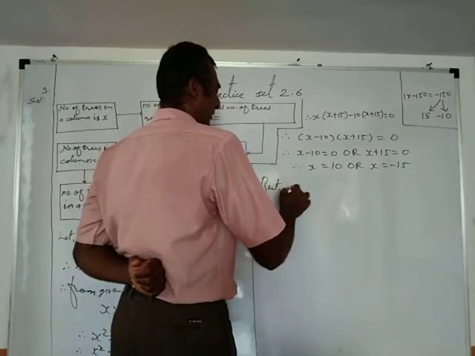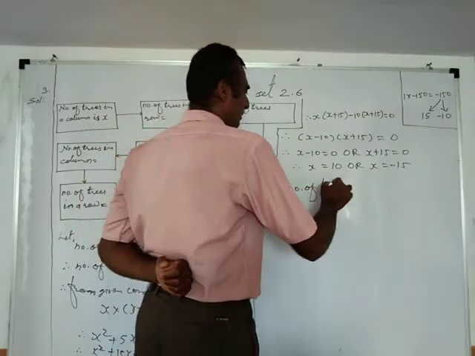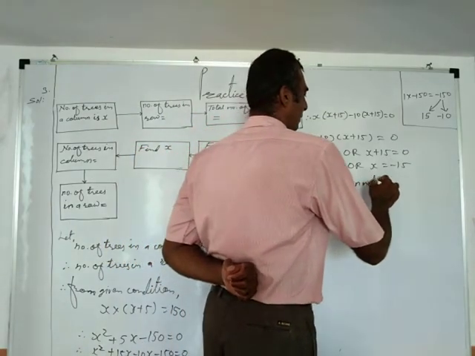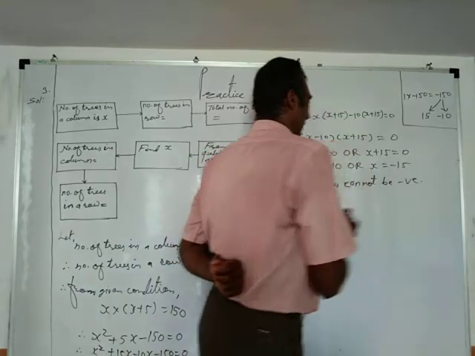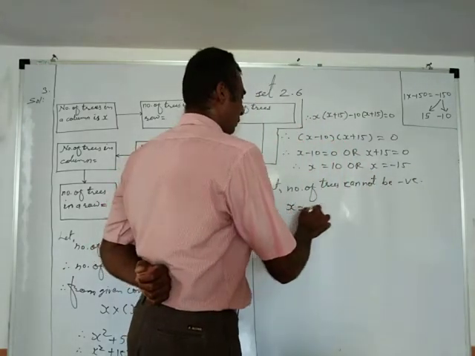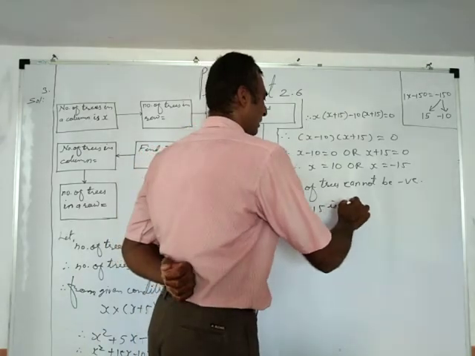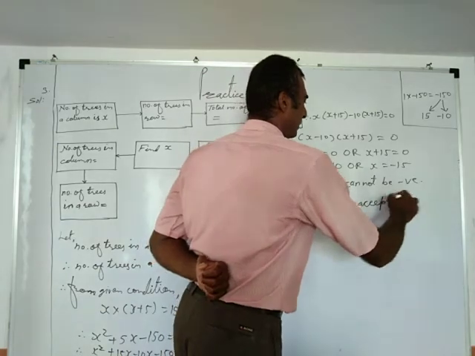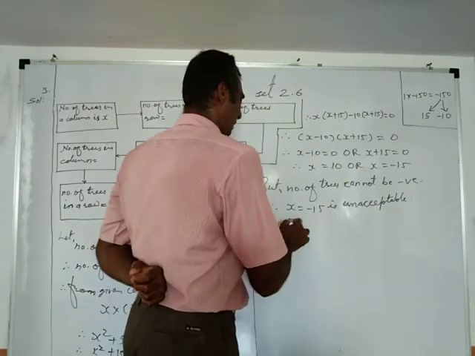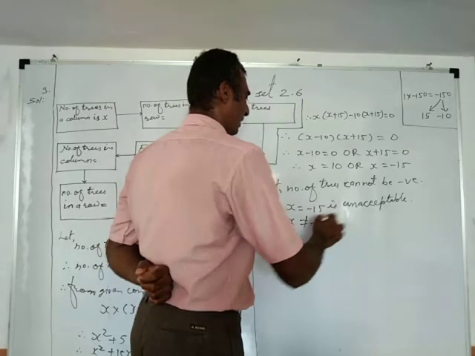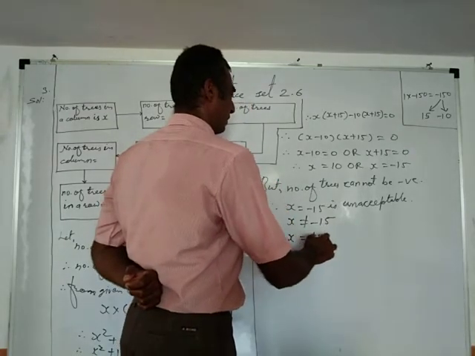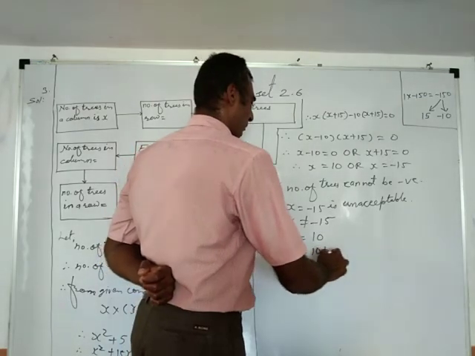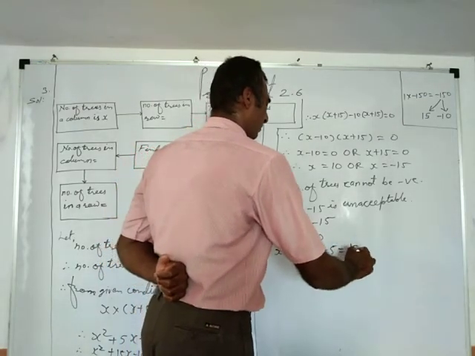But the number of trees cannot be negative, and therefore x equals minus 15 is unacceptable. Okay, and therefore x must not be equal to minus 15, and therefore x must be equal to 10, and x plus 5 equals 10 plus 5 equals 15.